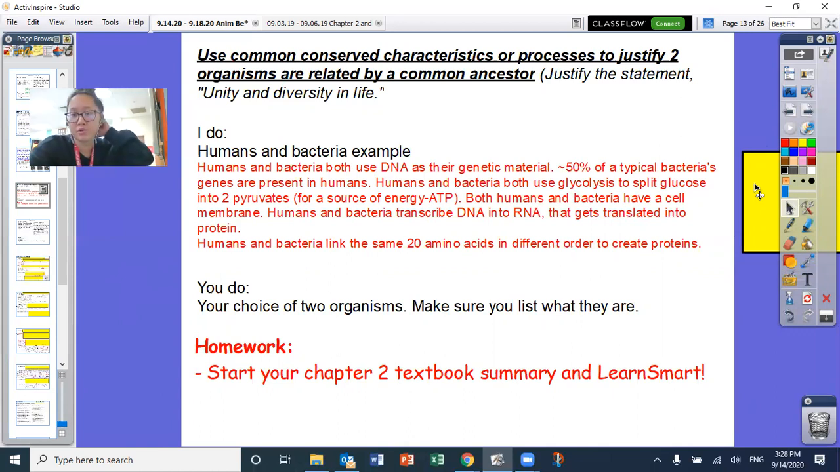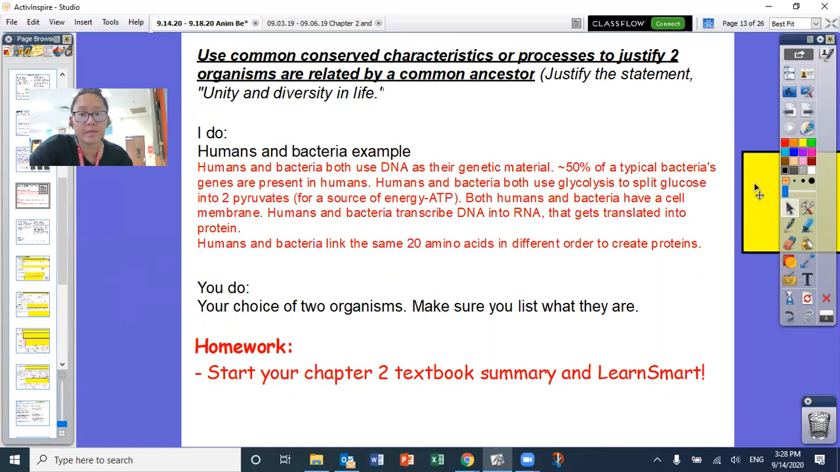Humans and bacteria both use glycolysis to split glucose into 2 pyruvates for a source of energy, ATP. So we'll get into this detail a little bit more further down the line when we actually get into the units of cellular respiration. But yeah, our metabolic processes are still very similar or almost the same.